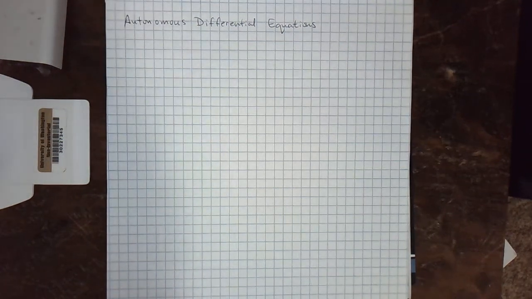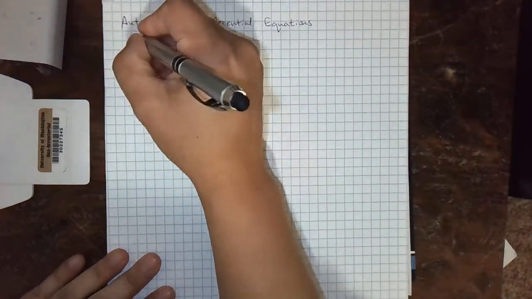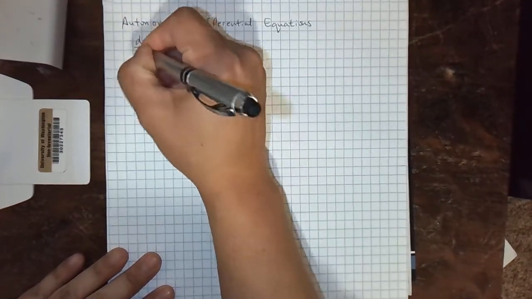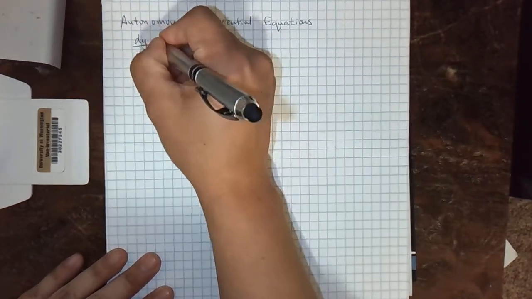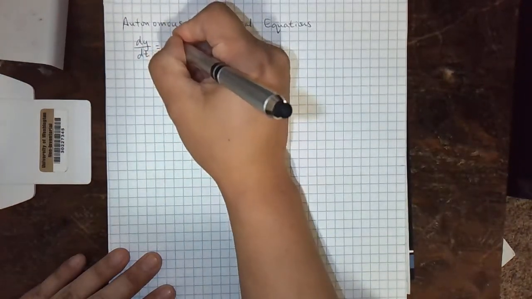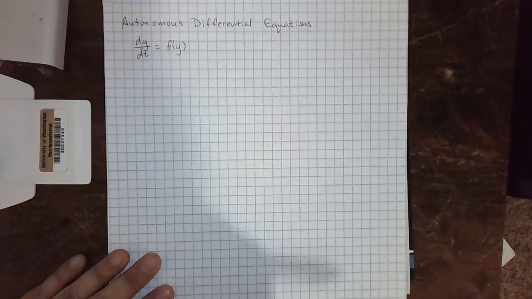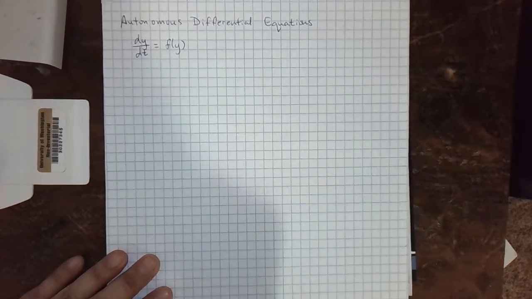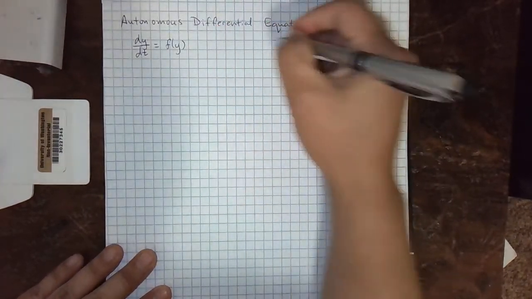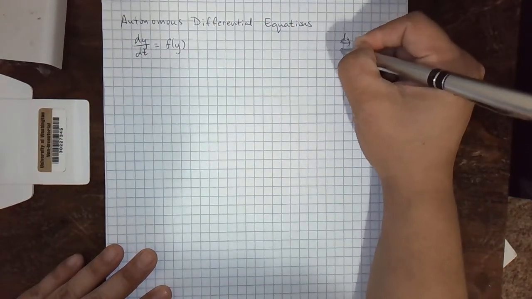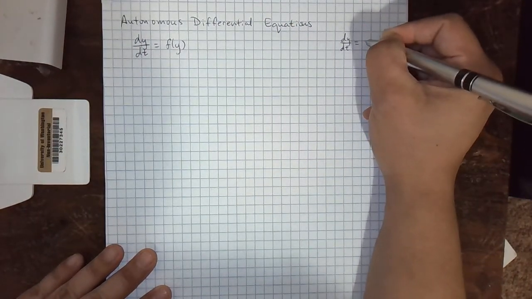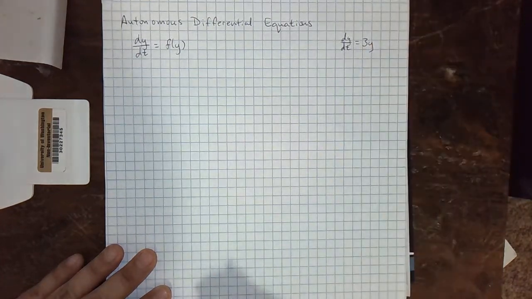So let's talk about autonomous differential equations, and we're going to sketch the slope fields for these. An autonomous differential equation is one where we have dy by dt on one side, and the other side is a function of y, or a function of the dependent variable. And the first slope fields we sketched were of this form. We saw the simple example dy by dt equals, I forget if we did 2y or 3y.